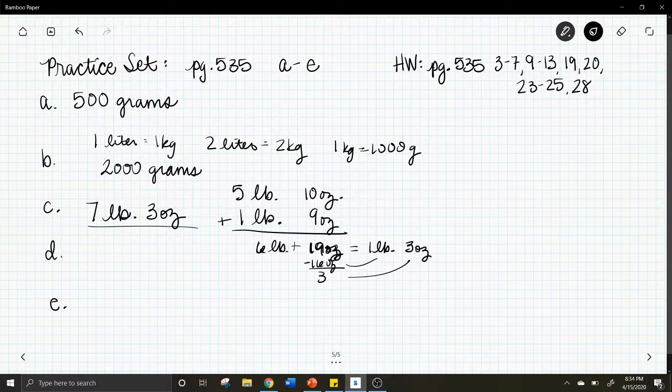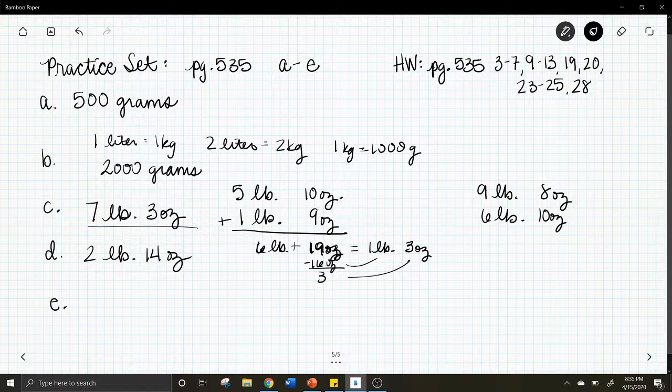Letter D, you had to borrow a pound from the pounds column and add it to your ounces, and you would have gotten 2 pounds and 14 ounces. So if you need help with that one, let's pull that out over here. 9 pounds, 8 ounces minus 6 pounds, 10 ounces. So we borrow a pound, which means we're going to add 16 ounces to this. And then we subtract 24 minus 10 is 14. 8 minus 6 is 2.